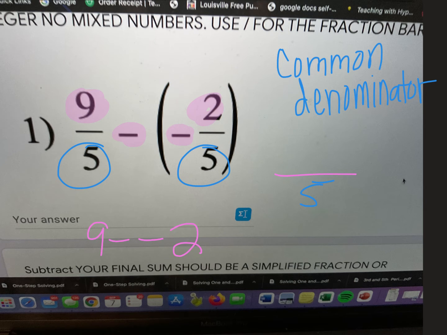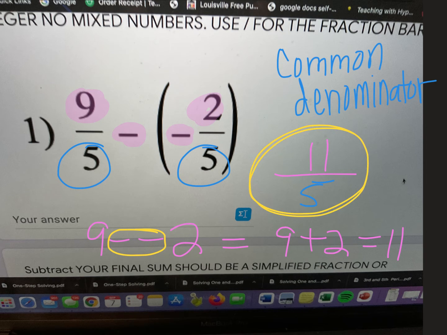And so remember that when you have two negatives, that's really going to make it a positive. So that's going to be 9 plus 2, which means it's going to be 11, which means that our final simplified fraction for number 1 is going to be 11 over 5, because 11 and 5 don't have a common factor. That means there's nothing that you can divide 11 and 5 by, so it's just going to stay 11 over 5.